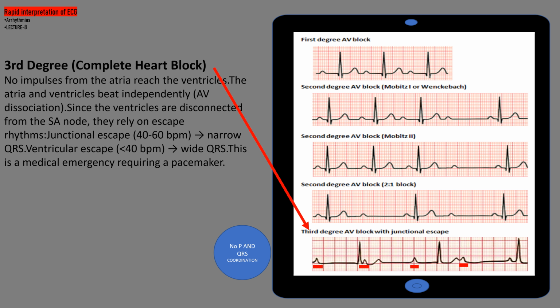This secondary pacemaker could be the AV junction, producing a heart rate of 40 to 60 beats per minute with a narrow QRS complex. Or it could be the ventricles, producing a much slower heart rate of less than 40 beats per minute with a wide QRS complex. Because the ventricular rate is too slow to sustain proper blood circulation, this condition is a medical emergency and requires an immediate pacemaker.